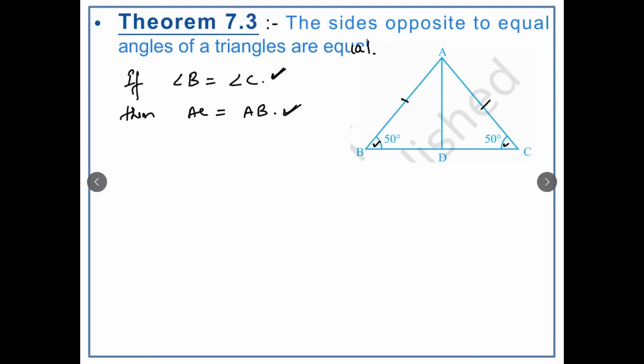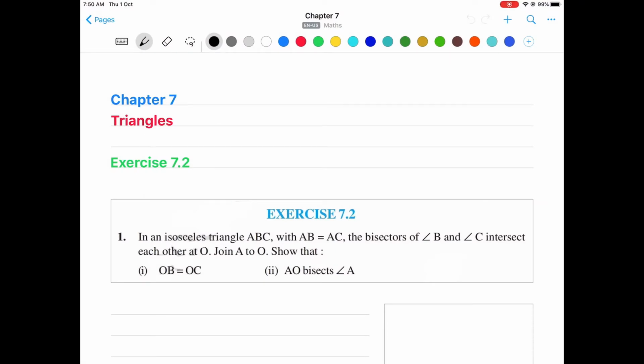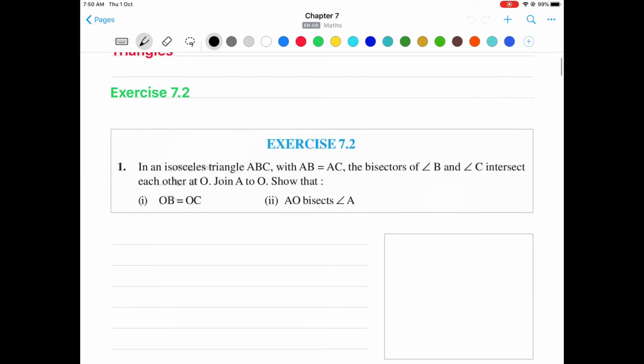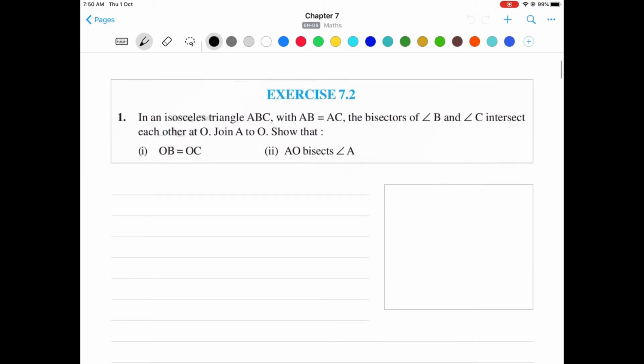Now let's move to exercise 7.2. This exercise has a total of 8 questions, so we'll do all the questions one by one. The first question: in an isosceles triangle ABC with AB equal to AC, the bisectors of angle B and angle C intersect each other at O. Join A to O. We have to prove two things: that OB equals OC and that AO bisects angle A.